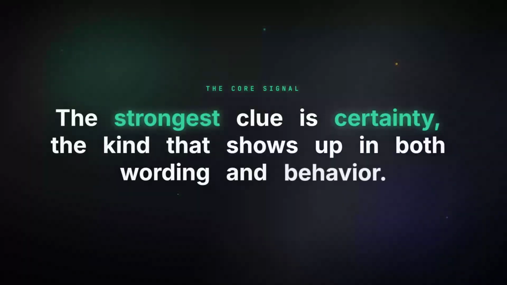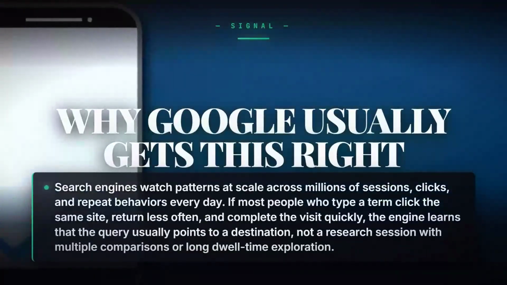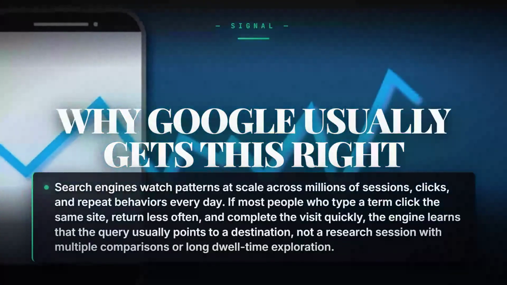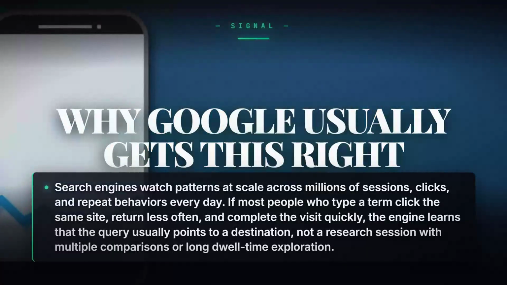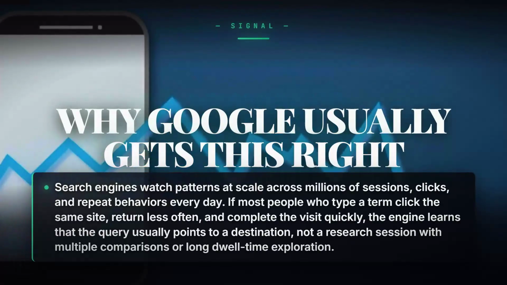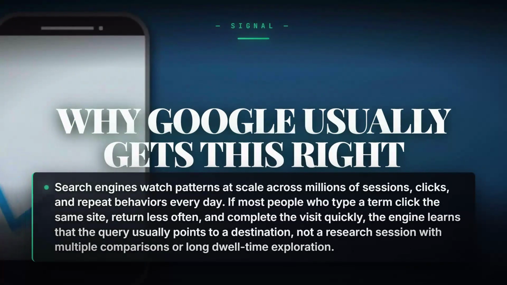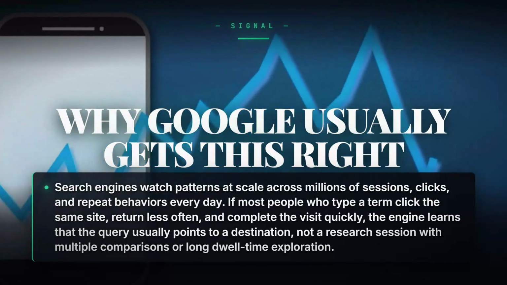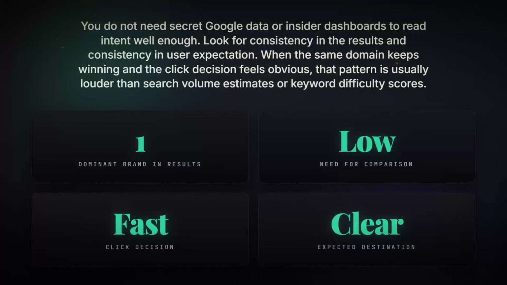The strongest clue is certainty, the kind that shows up in both wording and behavior. Search engines watch patterns at scale across millions of sessions, clicks, and repeat behaviors every day. If most people who type a term click the same site, return less often, and complete the visit quickly, the engine learns that the query usually points to a destination, not a research session with multiple comparisons or long dwell time exploration. You do not need secret Google data or insider dashboards to read intent well enough.